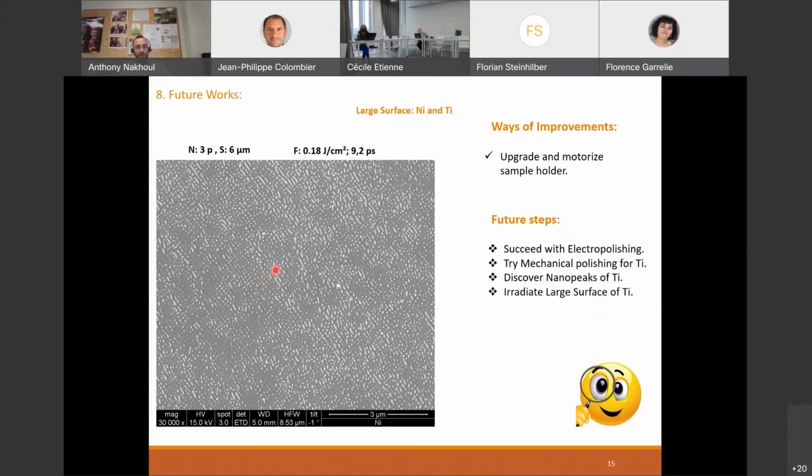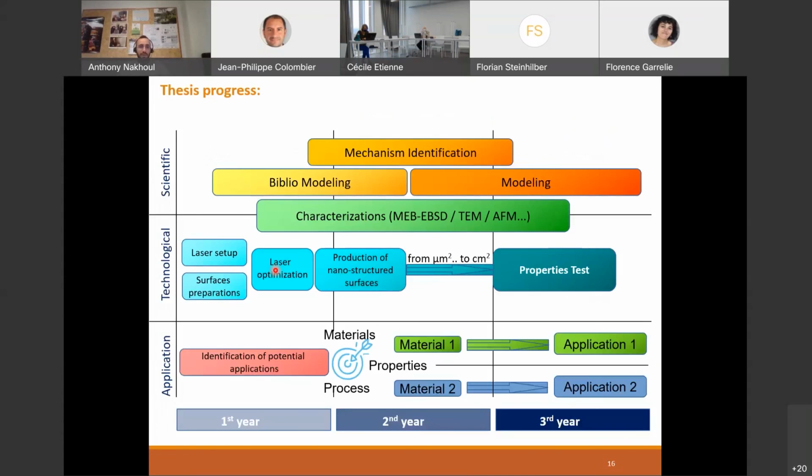So our next step also is to try to produce it on titanium. So now we are working to have a good electropolishing and mechanical polishing in order to continue our observation on titanium. And also we are aiming to produce it on a large surface on the titanium, also aiming to have some applications. And this is the progress of my thesis.